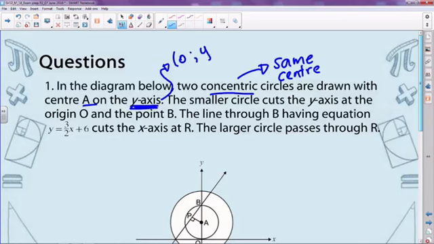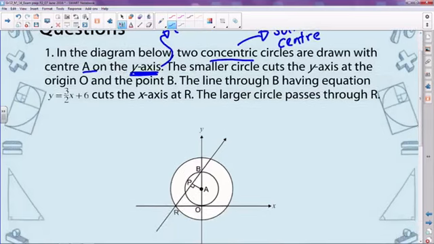So it's going to be 0 and some y value. The smaller circle cuts the y-axis at the origin and the point B. As you can see in your diagram, it's cutting at naught and then it's cutting at point B.